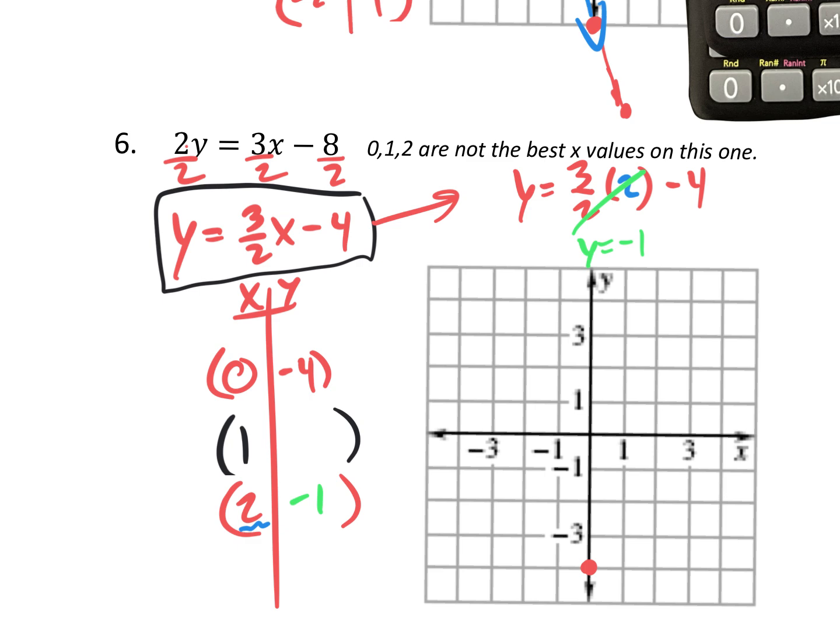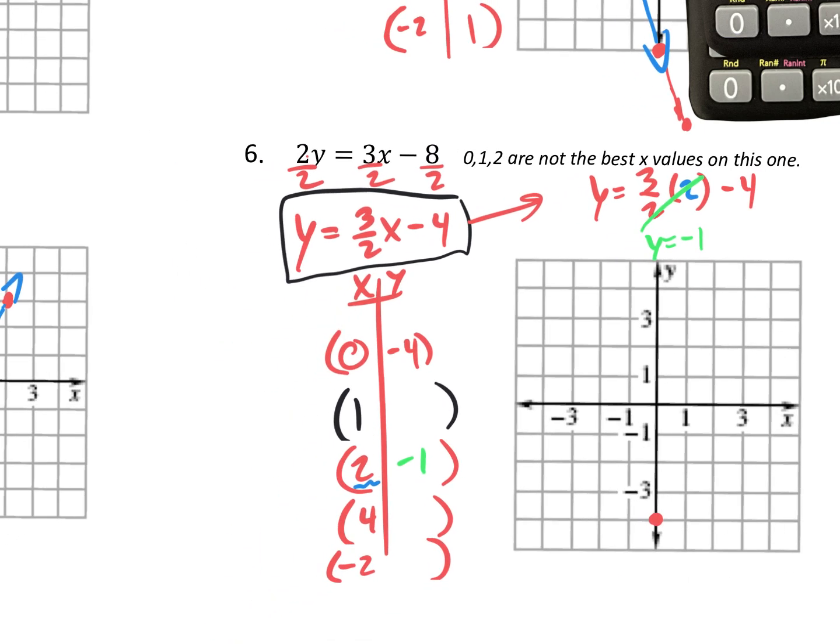Okay, so the thing to remember with this example is if you have a fraction that's being multiplied with x, instead of using 0, 1, and 2, always use 0. That'll get rid of anything. But instead of using 1 and 2, use the denominator and maybe double the denominator, or maybe the negative denominator. Okay, so another good input to plug in would be doubling the denominator, making it a 4, or maybe a negative denominator, making it a -2. Those are good inputs.